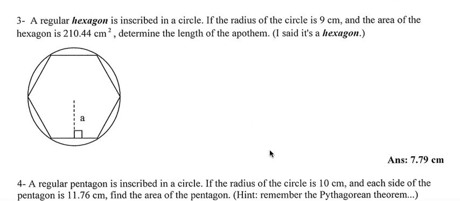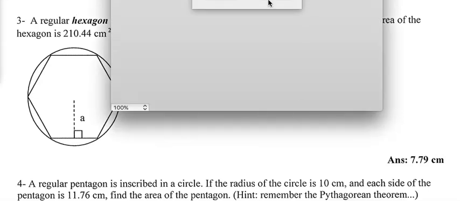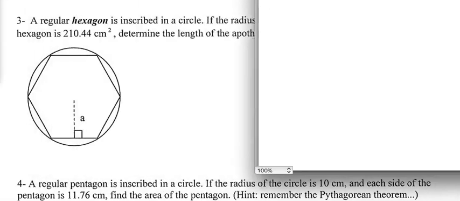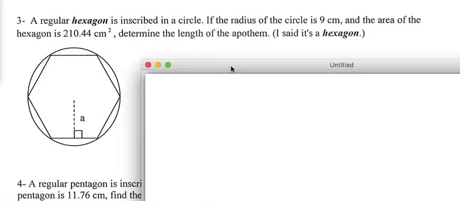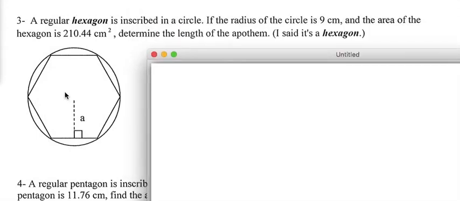And if you remember the Pythagorean theorem, it's really only something that works when you're dealing with right-angled triangles. So you need to first figure out where in the question the right-angled triangle is showing up. This question is telling you you've got a regular hexagon inscribed in a circle. If the radius of the circle is 9 centimeters and the area of the hexagon is 210.44, what's the length of the apothem?